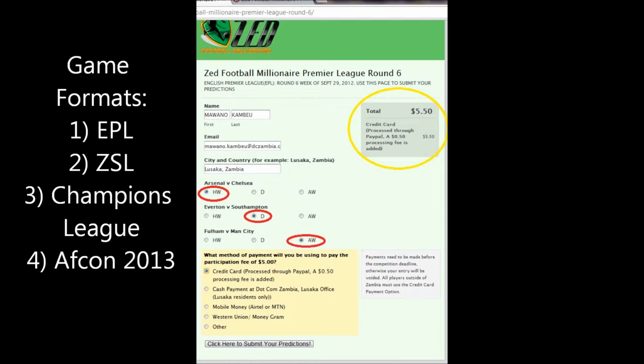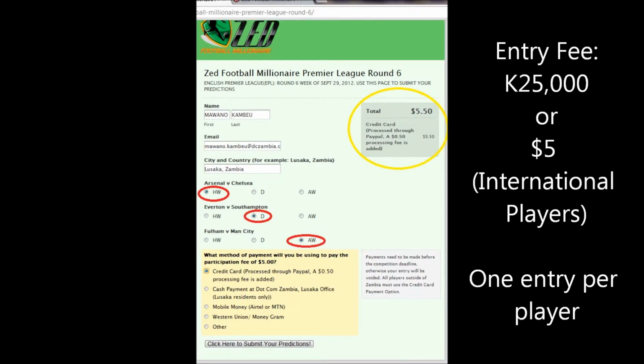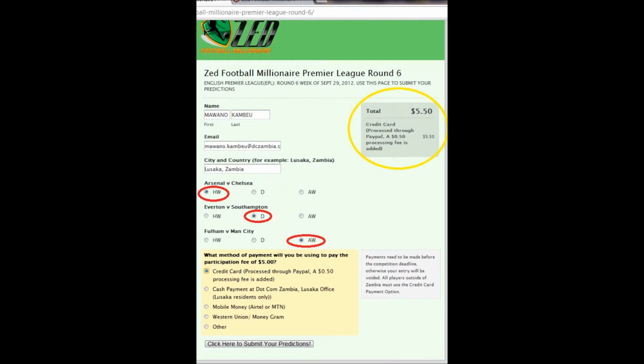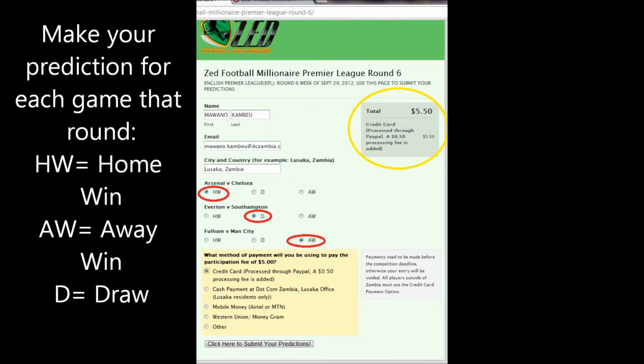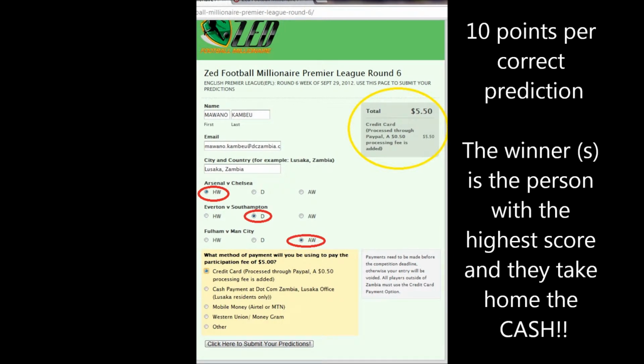To participate in this competition, it is 25,000 kwacha or $5 for international players. How it works is there are 10 games in the English Premier League every week, and what you have to do is give your prediction. Will the home team win? Will the away team win? Or will it be a draw? For every prediction that you get correct, you get 10 points. And the winners at the end of the round of games are the people with the highest score.